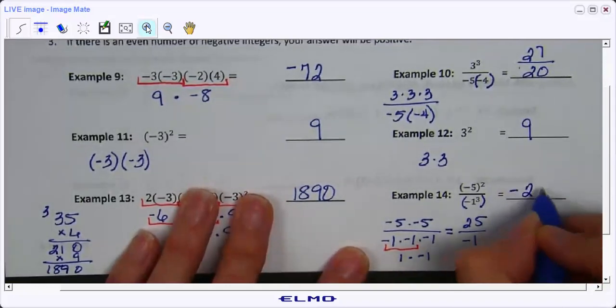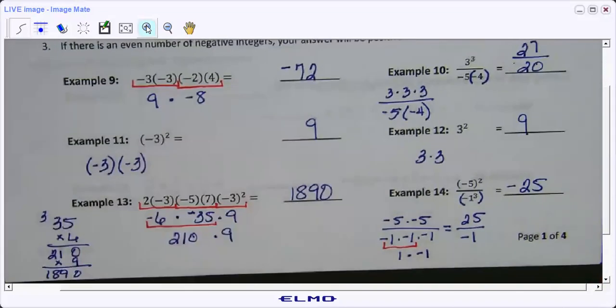And when you are finished, check your answer up here. Any questions on the front page? Okay, let's go to adding integers.